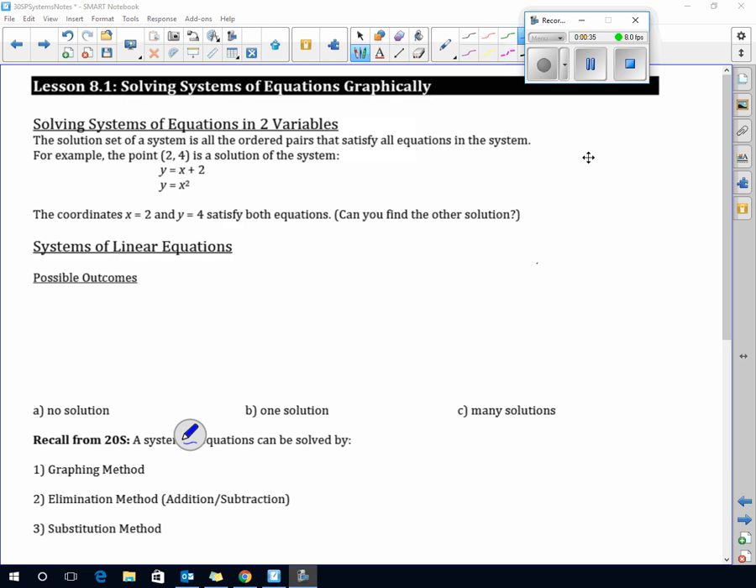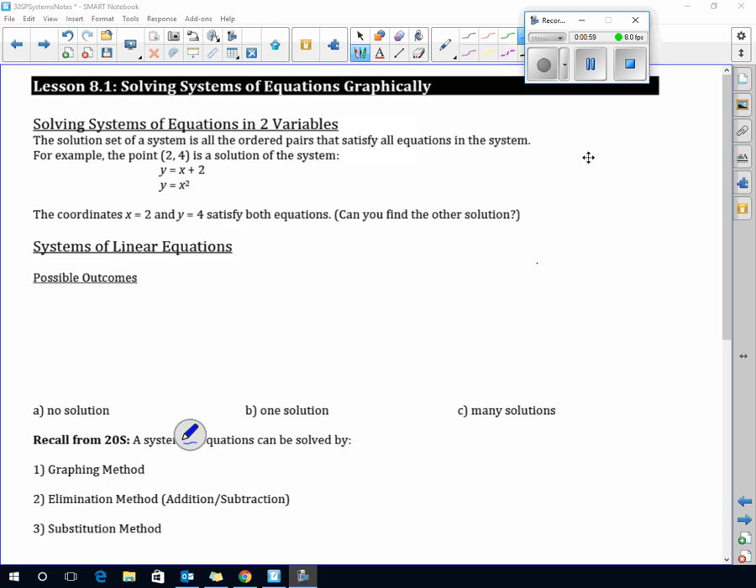So a solution set of a system is all the ordered pairs that satisfy all equations in the system. For example, (2, 4) is the solution of the system of the line y equals x plus 2 and the parabola y equals x squared. The coordinates (2, 4) satisfy both equations. Can you find the other one?